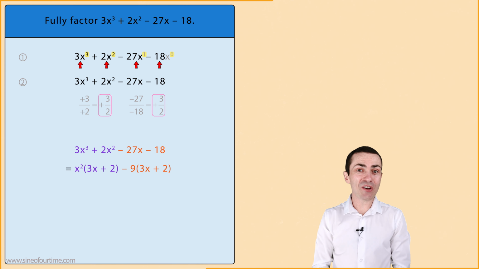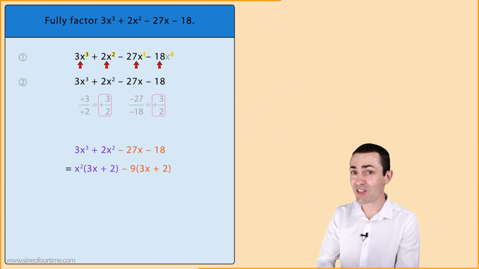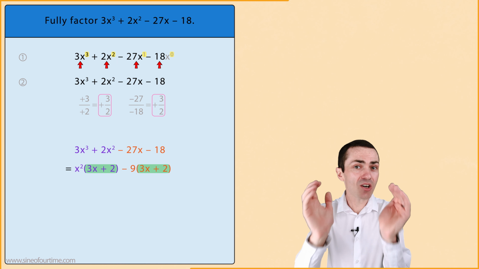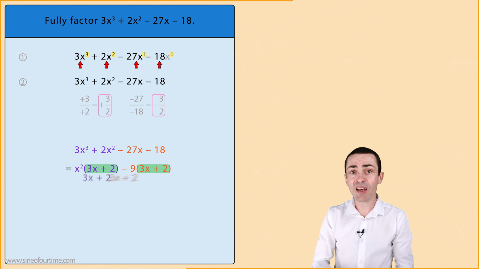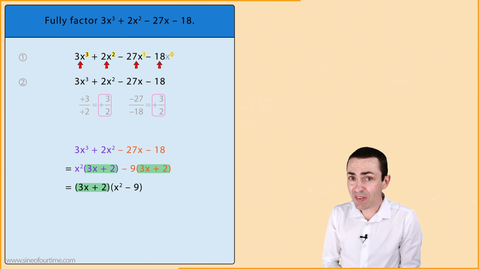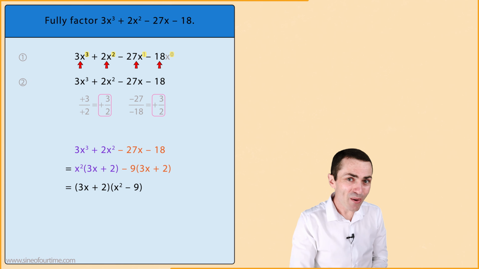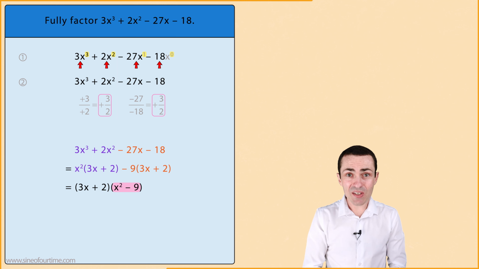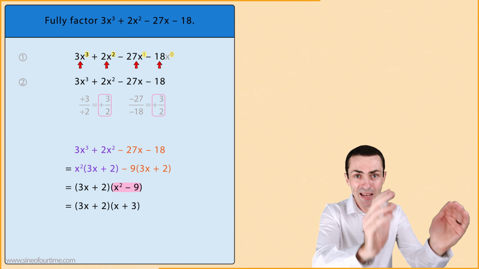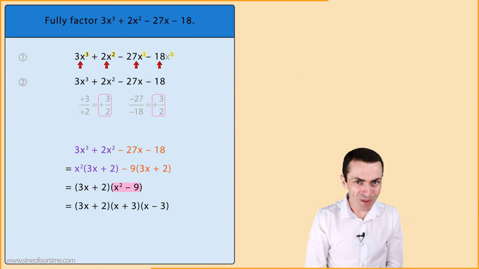At this stage, we notice that the expression inside each set of brackets or parentheses is the same, meaning that we are on the right track where we can take out a common factor of 3x plus 2, leaving us with x squared minus 9. And don't be fooled by thinking that we are done with the factoring, because we are not, since x squared minus 9 is a difference of squares that can further factor to give us x plus 3 multiplied by x minus 3. At which stage we have now fully factored this polynomial.